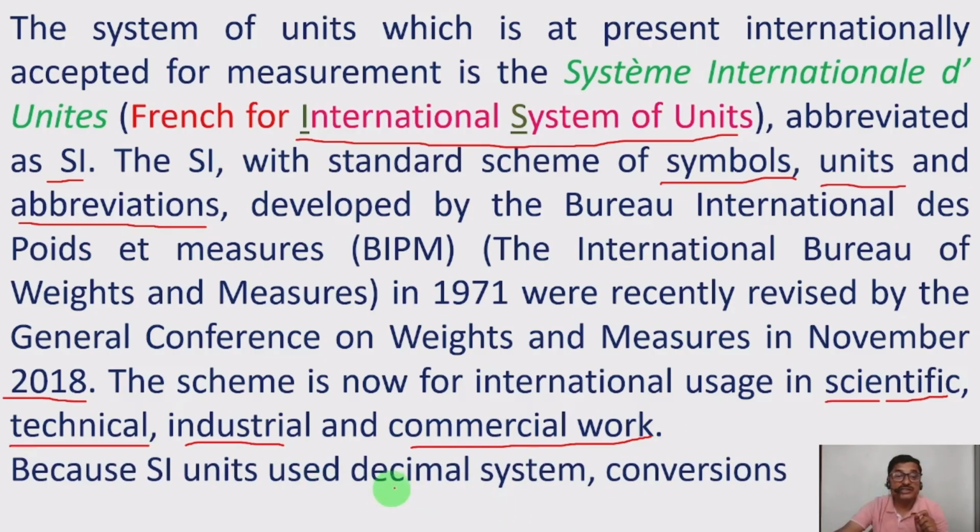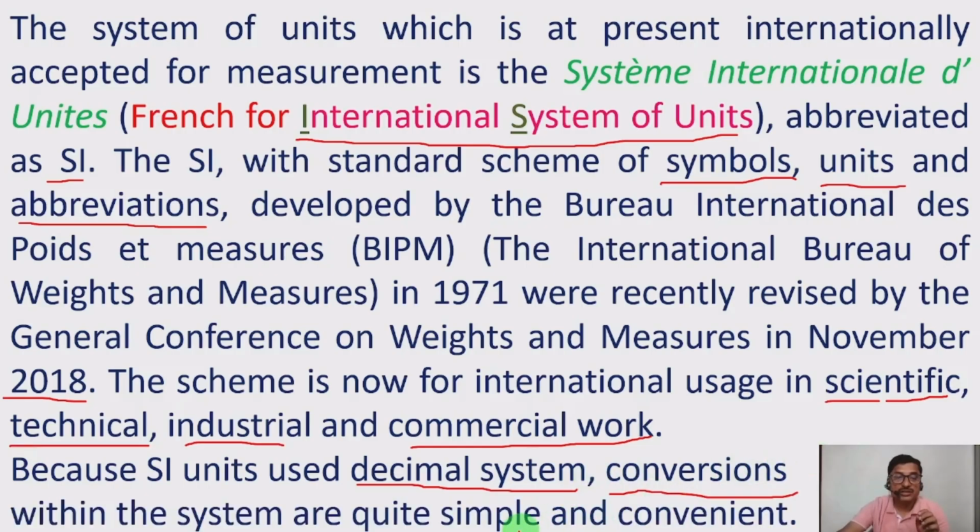SI units use the decimal system. Decimal system means we can also use fractions, that is 0.01, 0.0235, like that. It has conversions also. For example, if you take length, it is expressed in millimeter, centimeter, meter, and kilometer. Like that, it has conversions, and in the decimal system, 1 centimeter is 0.01 meter.